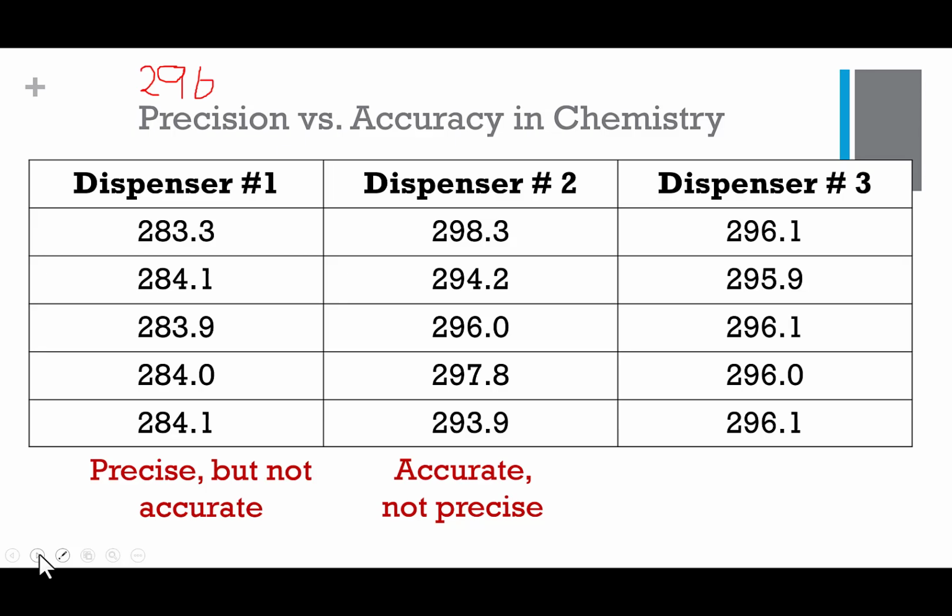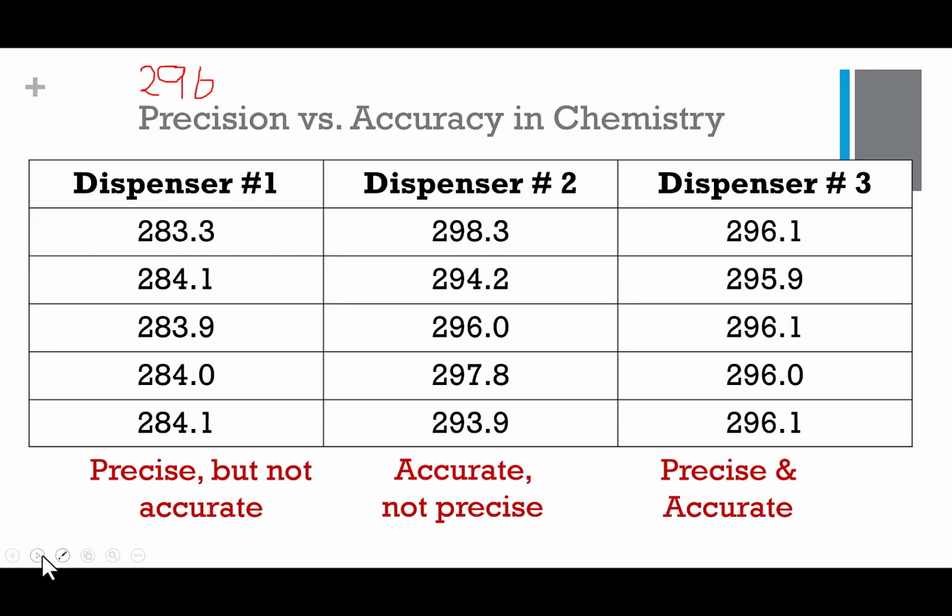Dispenser 3 is what we are shooting for. For dispenser 3, we're very, very close to our target, and we were able to reproduce those results over and over again with a small spread. So 96.1, 95.9, 96.1 again, 96.0, 96.1 again. We're within about 0.1 mL of the actual value every single time. That's what we're looking for in chemistry: we want to have a small spread and hit as close to that target as we can possibly hit.